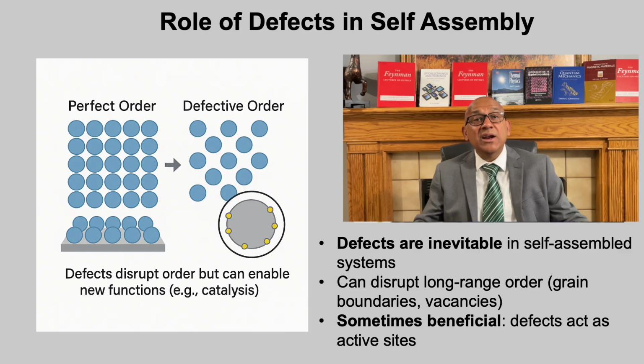For example, defect engineering in nanocatalysts creates active sites that enhance reactivity. Similarly, controlled disorder in photonic crystals can improve light scattering for sensing applications. So, rather than eliminating defects entirely, nanofabrication often seeks to control and exploit them.